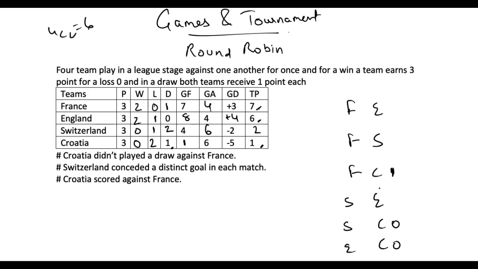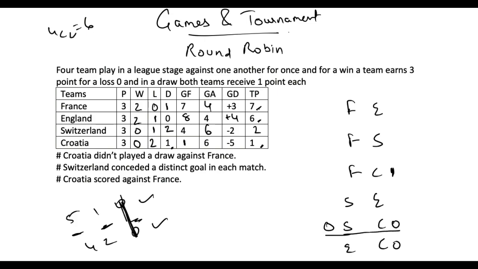Switzerland, on the other hand, has conceded distinct goals in each match. So it has conceded 6 goals in total, and we have to make them distinct, so it can be 5-1-0 or 4-2-0. Only these 2 cases are possible, in any order. And we have seen the match between Switzerland and Croatia. Switzerland has conceded 0 and it's a draw. That means Croatia will score 0, then only there can be a draw.